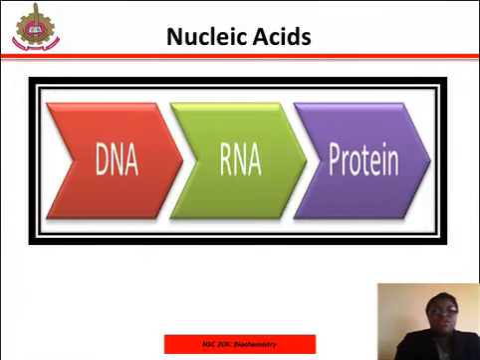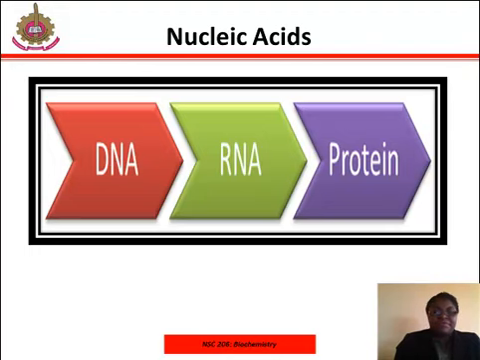Nucleic acids. Like I've said earlier, they are made up of DNA and RNA, and they are non-proteinaceous nitrogenous bases made up of monomeric units called nucleotides. They are composed of carbon, hydrogen, oxygen, nitrogen, and phosphorus.